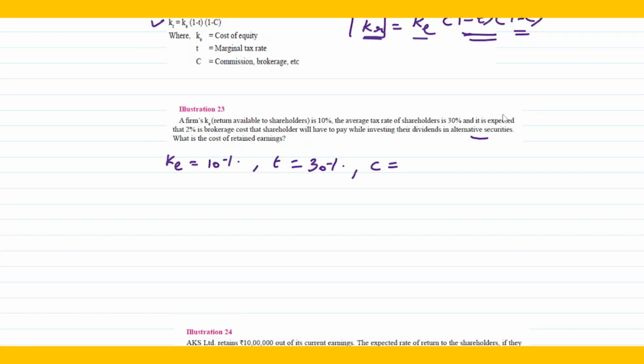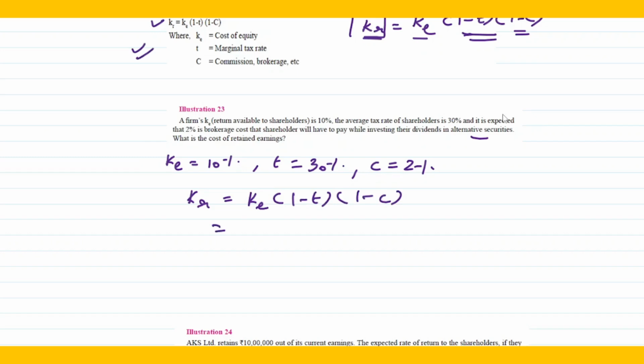If the shareholders invest in some other alternative investment, what is the rate of brokerage? It is 2%. What is the cost of retained earnings? Technically, the question is asking you to calculate Kr. What is the formula for Kr? Kr is simply Ke into (1 minus tax rate) into (1 minus commission), as we saw in this formula here.